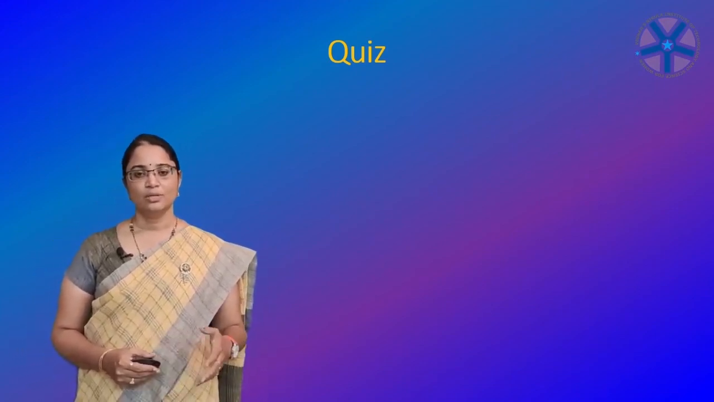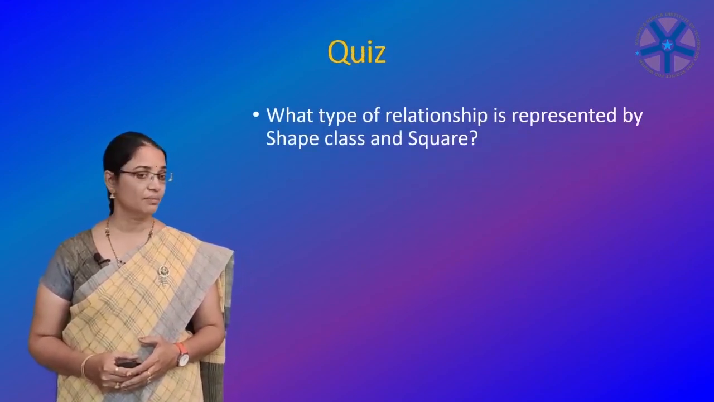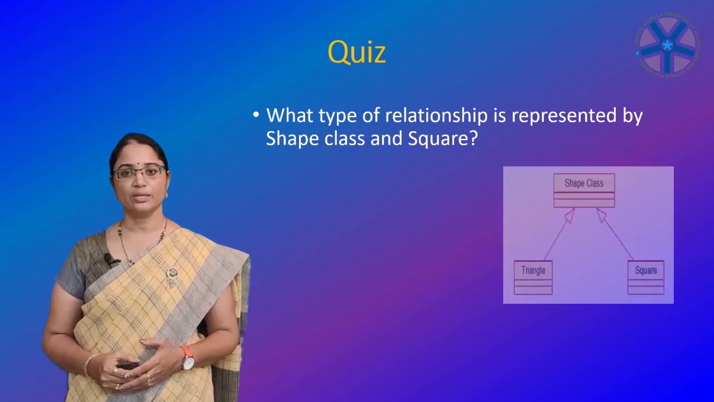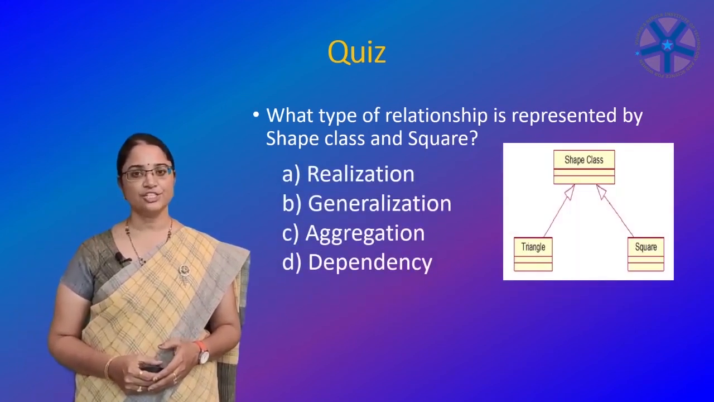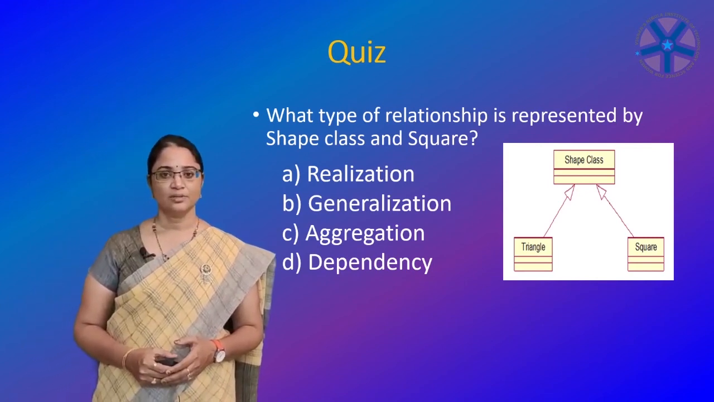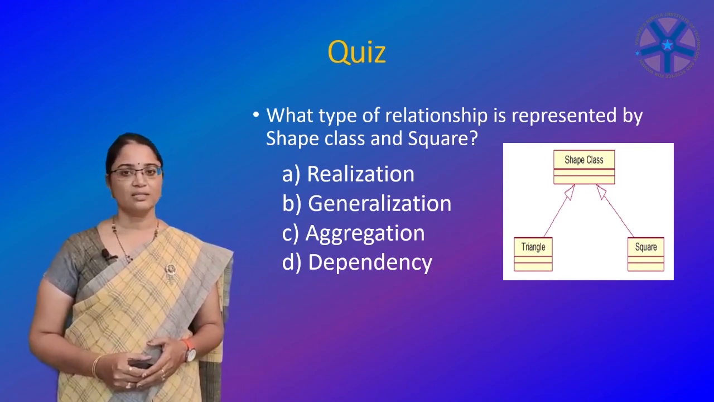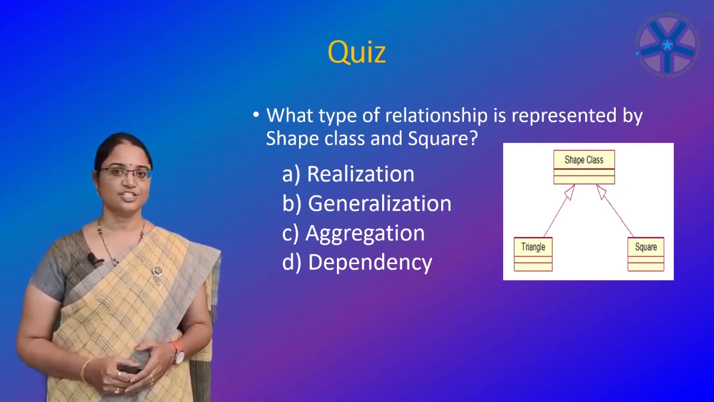In the quiz, what type of relationship is represented by the shape, class and square? If you see the figure, it has 4 options: realization, generalization, aggregation and dependency. So find out the answer. If you see it clearly, you can see it as generalization.